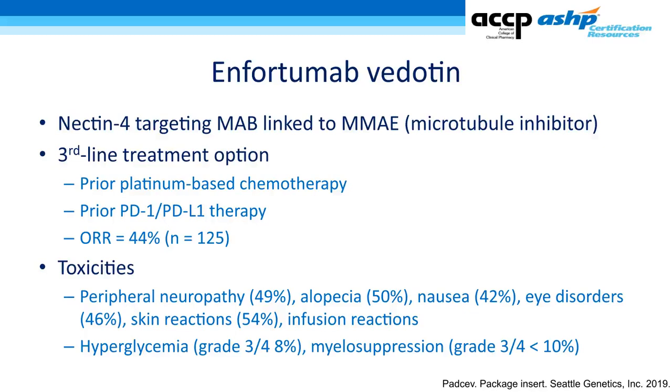This approval is based off of patients who received prior platinum-based chemo or prior immune checkpoint inhibitor, so it's a third-line option in the metastatic setting. It showed an objective response rate of 44% in slightly more than 100 patients in the study. We did see notable toxicities of peripheral neuropathy, alopecia, some nausea, some eye disorders, skin reactions, infusion reactions, some hyperglycemia, as well as a little bit of grade 3 and 4 myelosuppression.